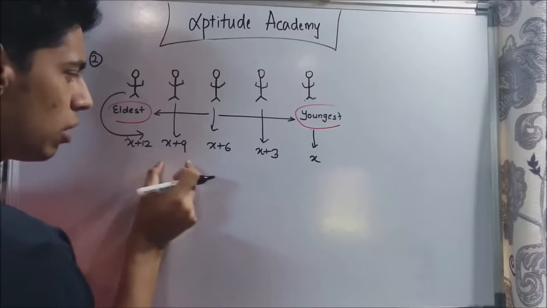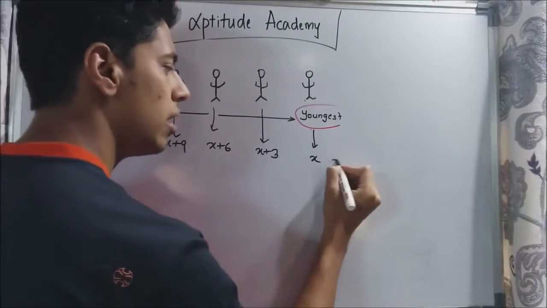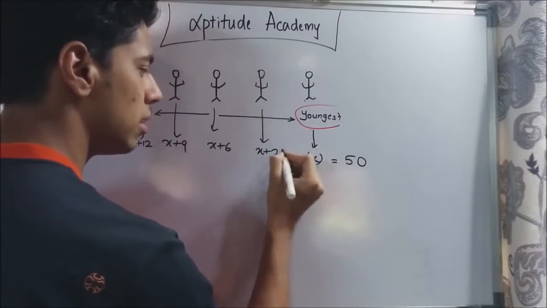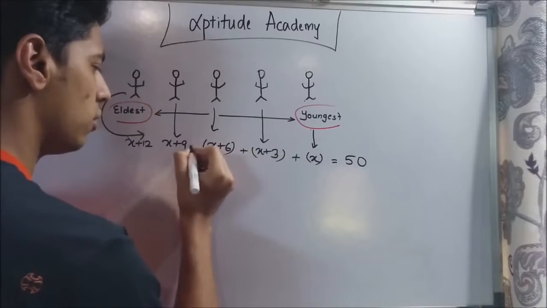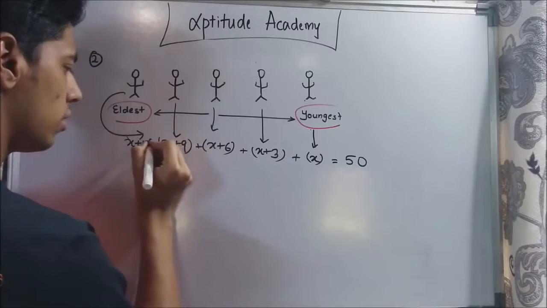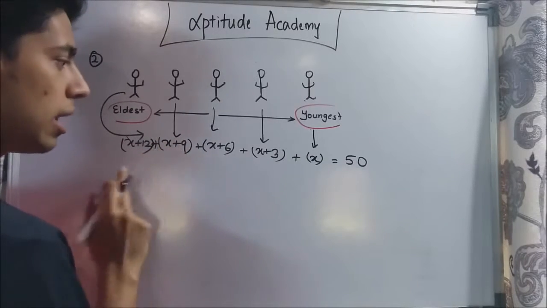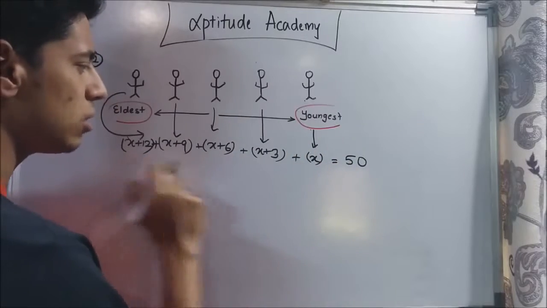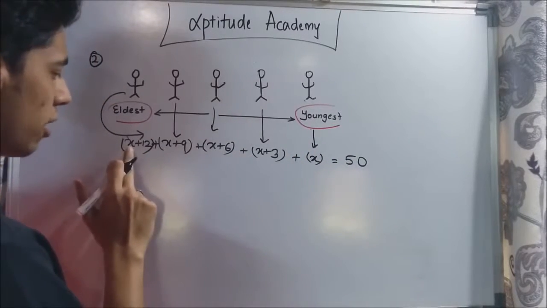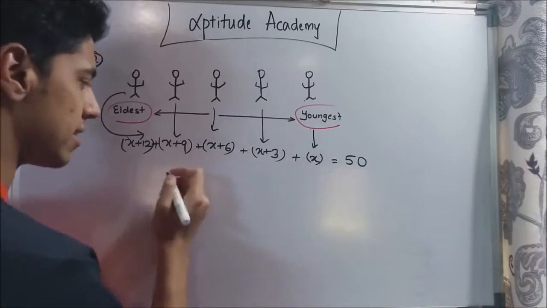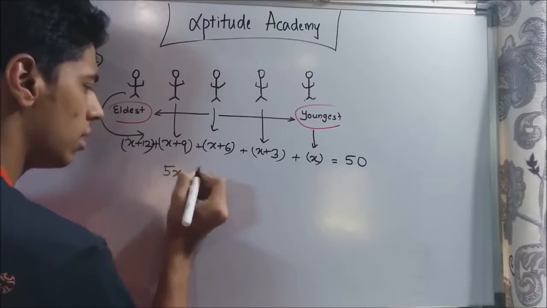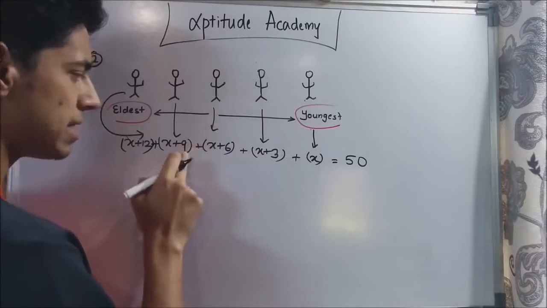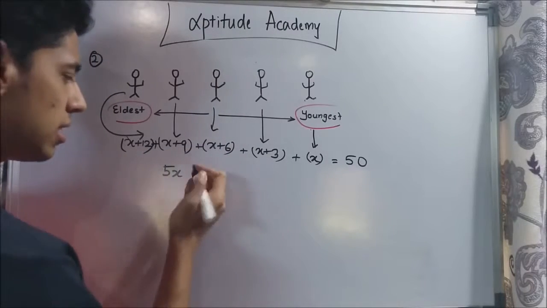They have said that the sum of all these ages will be 50. So if you add all of these up, it will give you 50 years. Now they've asked you to find what is the youngest. So the youngest age is x. So we just need to solve this and find x. That's it. So you have 1, 2, 3, 4, 5 x's. So 5x. If you add up all the numbers, this is 3 plus 6 is 9. 9 plus 9 is 18. 18 plus 12 is 30.